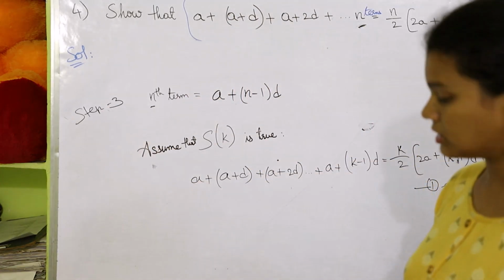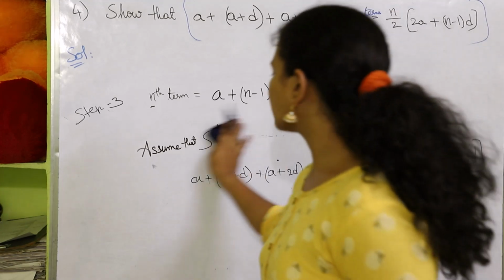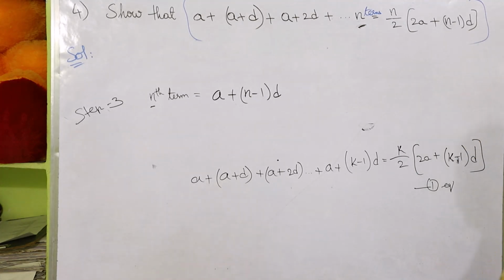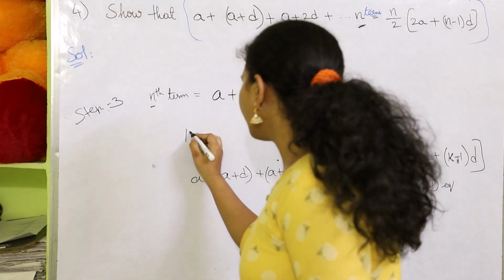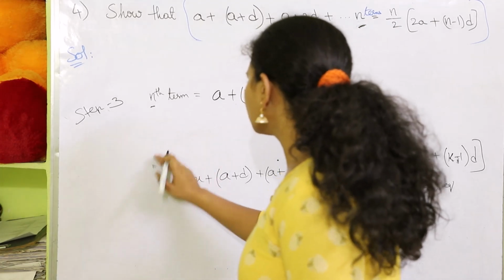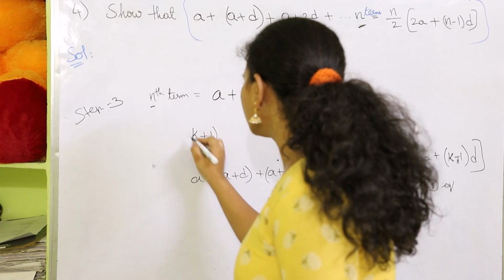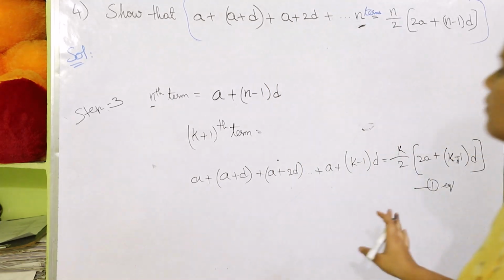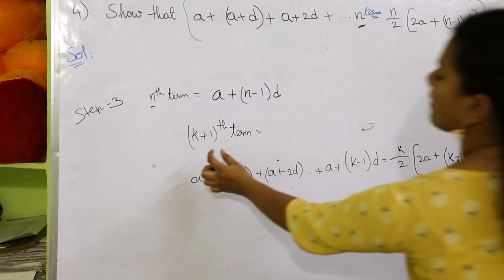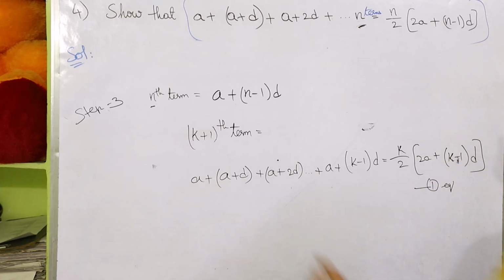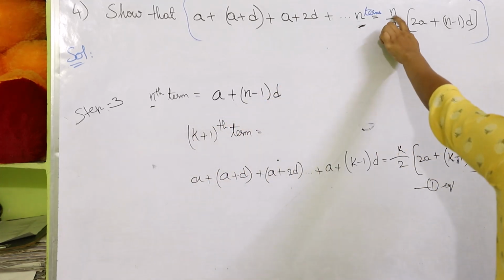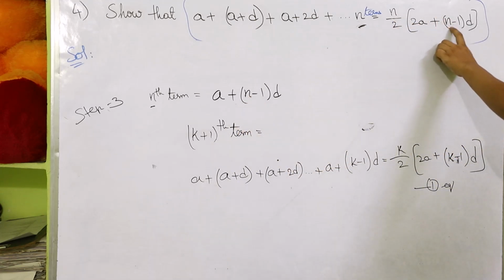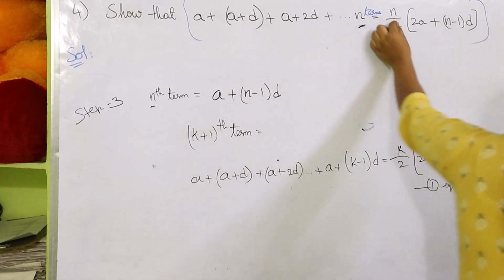That's what I have written, step number 3 over there. So guys, I'll come back to this third step, where it is k plus 1, the k plus 1th term. What is the k plus 1th term value? What you do is substitute k plus 1 in the place of the n value, in the place of the nth term value. Here you have n, here you have n value. Substitute this k plus 1 in these n values.